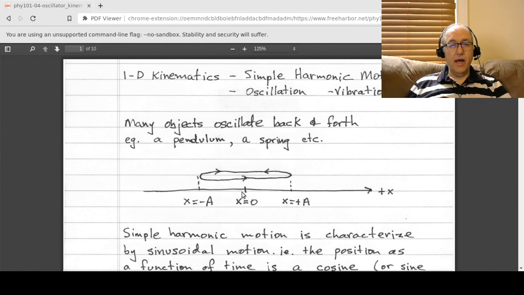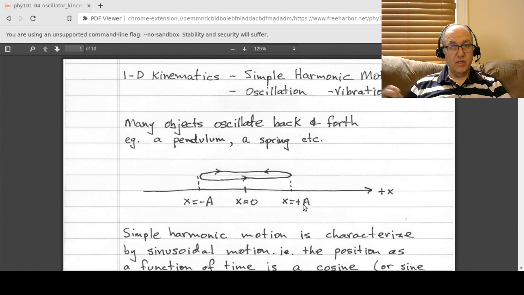And there is a center to this motion, x equals 0. And x equals 0 is called the equilibrium. That's the middle of the motion. Or if the spring were not stretched at all, that's where the mass would sit, right there. And x is equal to plus A.